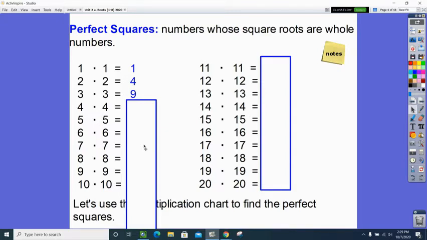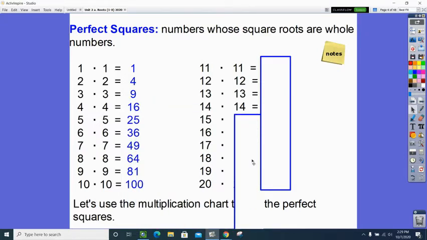Okay, so 4 squared is 16. 5 squared is 25, 6 squared is 36, 7 squared is 49, 8 times 8, 64, 9 times 9, 81, and 10 squared is 100. I would expect everybody to be able to get there without a calculator and without paper and pencil.